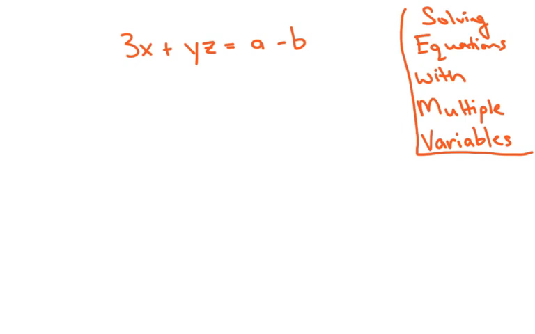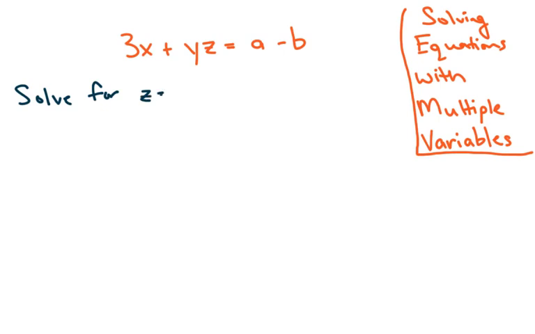The properties you're going to use and all that stuff doesn't really change. What changes is that you don't have very many like terms you can combine. And so on this particular equation, we're going to do a couple different things. For instance, you could be asked to solve this equation for z.